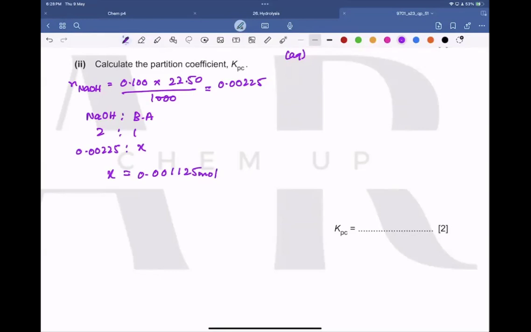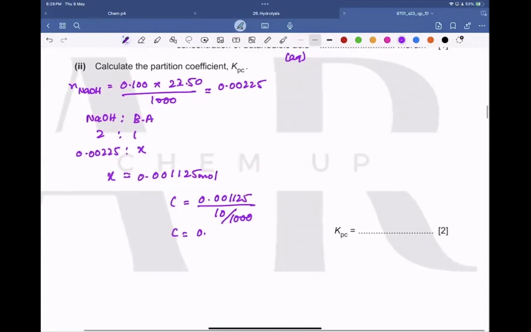and for the concentration, 10 centimeter cube of the ethoxyethane layer has been removed and used in the titration. So 0.0001125 divided by 10 over 1000 to find the concentration of butanoic acid in ethoxyethane. So multiply by 1000, it is going to be 0.1125 mole per dm cube, isn't it?